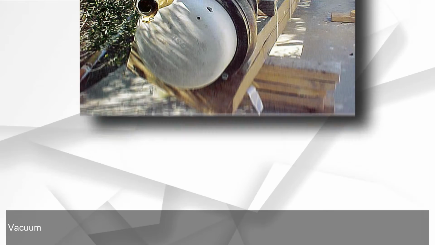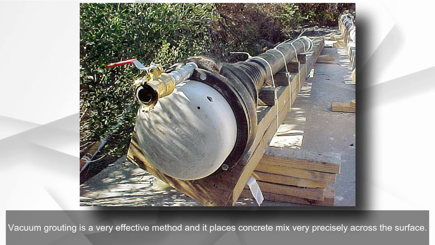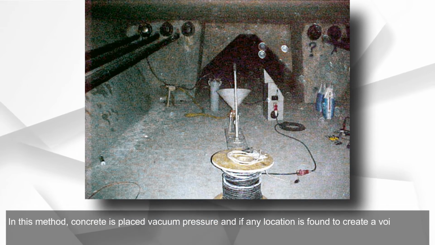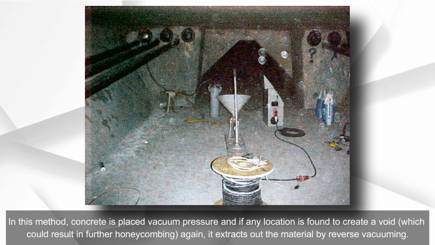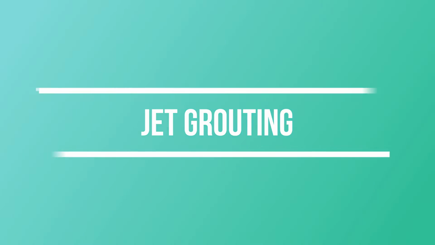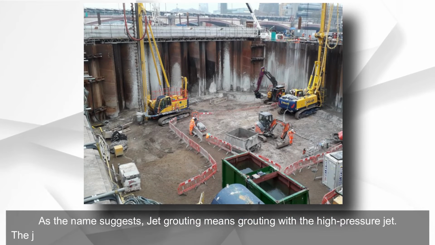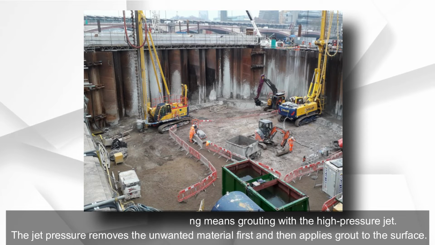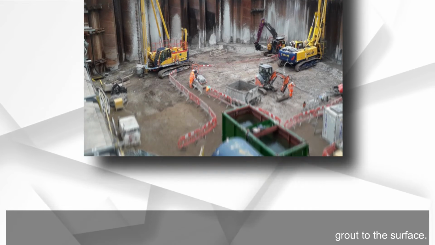Vacuum grouting. Vacuum grouting is a very effective method, and it places concrete mix very precisely across the surface. In this method, concrete is placed under vacuum pressure, and if any location is found to create a void, which could result in further honeycombing, it extracts out the material by reverse vacuuming. Jet grouting. As the name suggests, jet grouting means grouting with a high-pressure jet. The jet pressure removes the unwanted material first, and then applies grout to the surface.